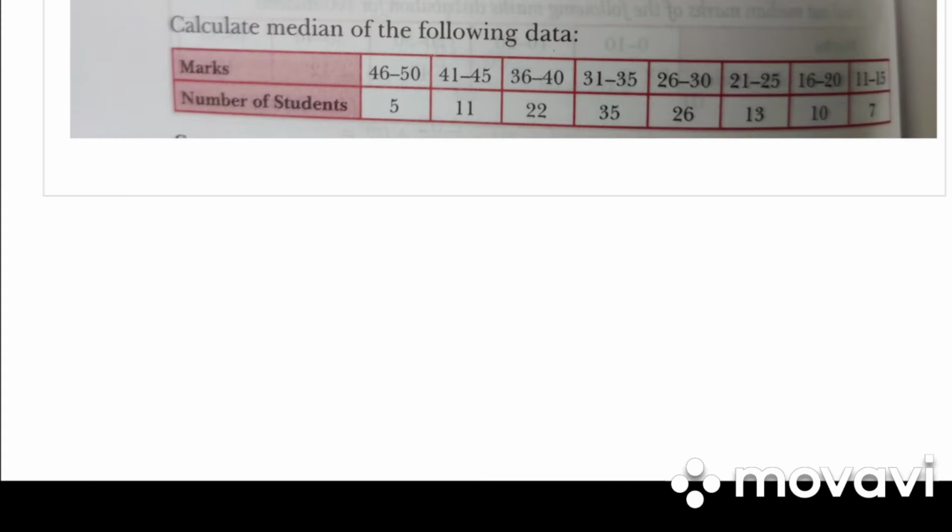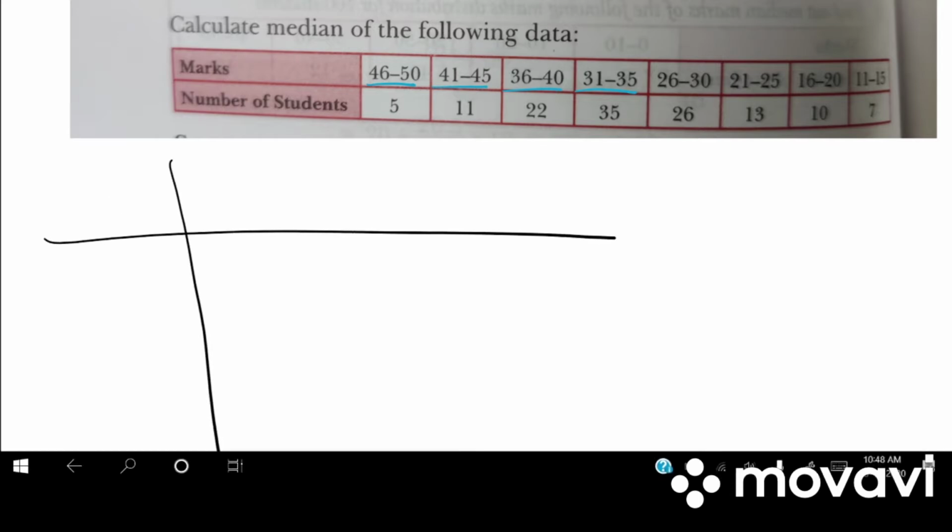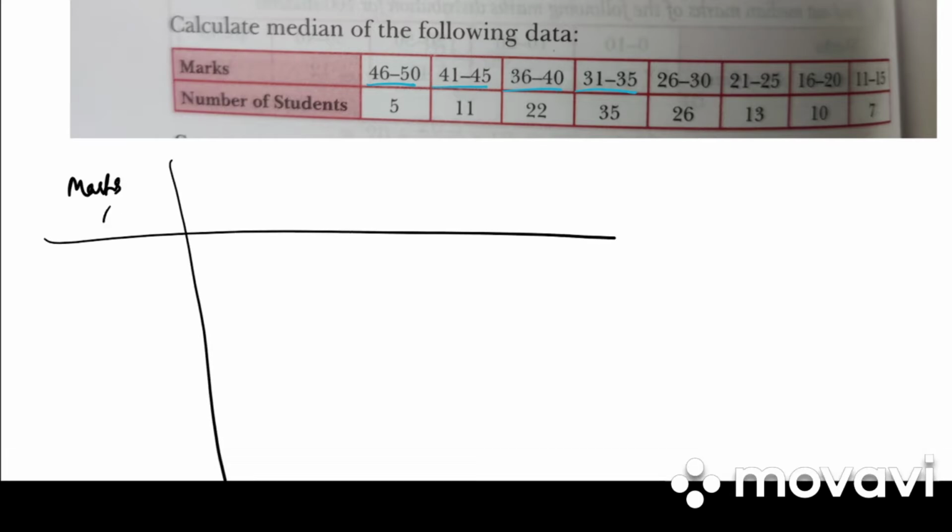So when they have given us inclusive data, that is 46 to 50, 41 to 45, 36 to 40 and so on, what should we do? The first step is we need to convert it into exclusive class interval. So write down class interval, or you can write marks in bracket class interval. First we need to arrange it into ascending or descending order.